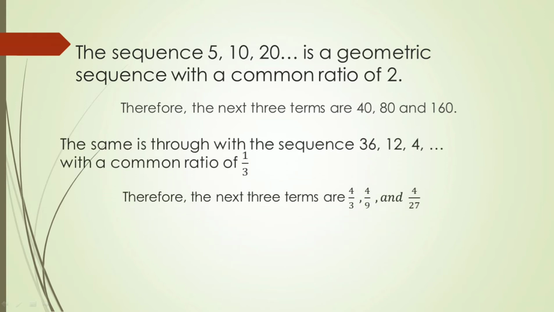The same way, with the sequence 36, 12, 4. Now, common ratio naman natin is equal to 1/3. 4 divided by 12 or 12 divided by 36. That is equal to 1/3. Therefore, the next three terms are 4/3, 4/9, and 4/27.